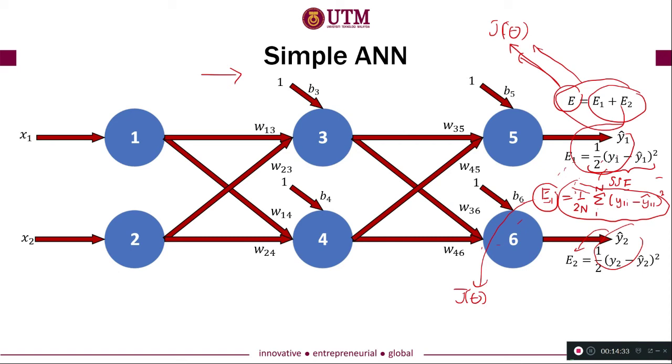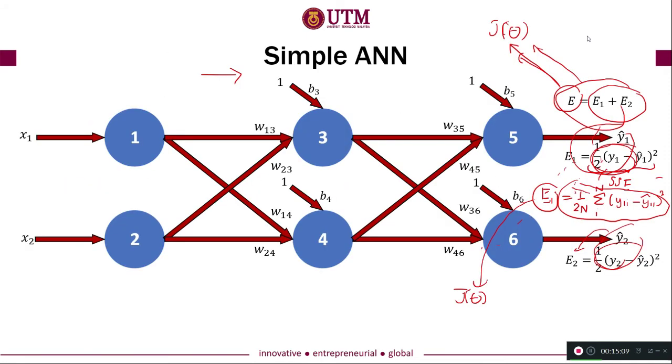But in my example, I don't use MSE, I use SSE. So I calculate one SSE for Y1, I get E1. SSE for Y2, I get E2. So my cost function, or my total error, is equal to E1 plus E2. So just remember that. That is the discussion about this cost function. Now just remember the error is E1 plus E2.